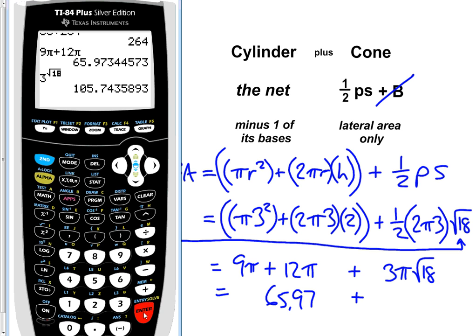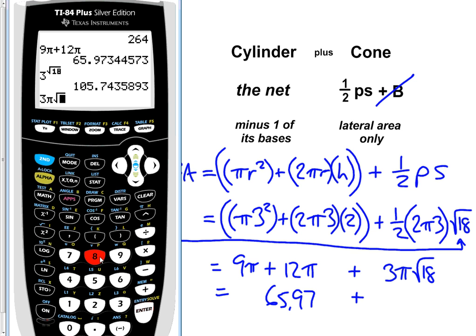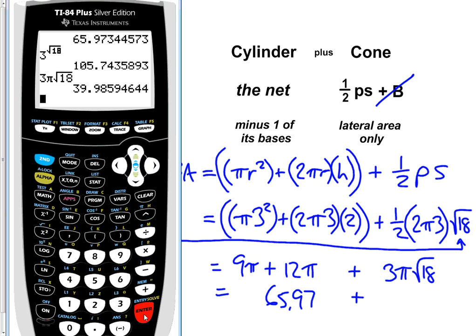Oops, I've got a problem there. Let me retype that. 3 pi times the square root of 18. That looks a little better. And we've got an answer just short of 40.